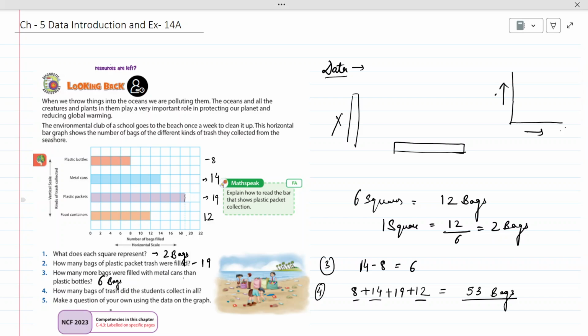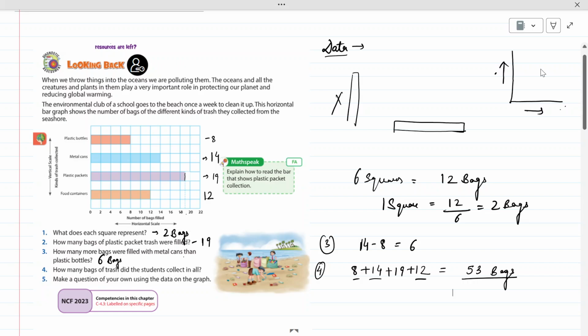Now make a question of your own using the data on the graph. So yes, kids, we can make many questions on the basis of this. The first question we can make here is which type of trash was collected the minimum, which type of trash was present maximum there, and also we can find out the difference, like how many more food container trash bags were there when compared to the plastic bottles, and similarly we can make other questions of this. Okay, so I hope this is clear.